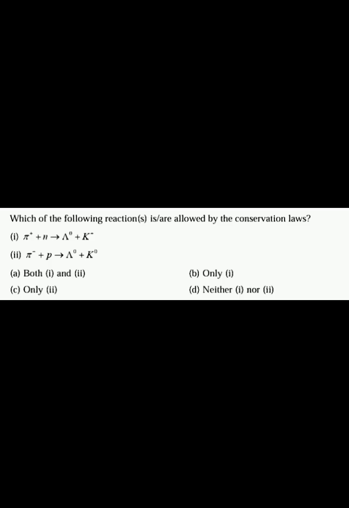The next question is: which of the following reactions are allowed by conservation laws, that is, π⁺ + n gives Λ⁰ + K⁻, and π⁻ + p gives Λ⁰ + K⁰. Here the reaction given is π⁻ + n gives Λ⁰ + K⁺. Here the Q is 1 plus 0 gives 0 plus 1, and baryon number is 0 plus 1 gives 1 plus 0, and S is 0 plus 0 gives minus 1 plus 1. So here the reaction is allowed.